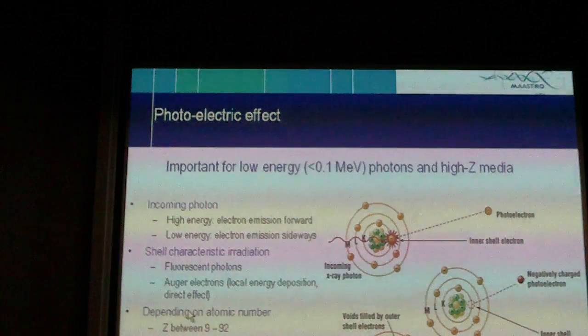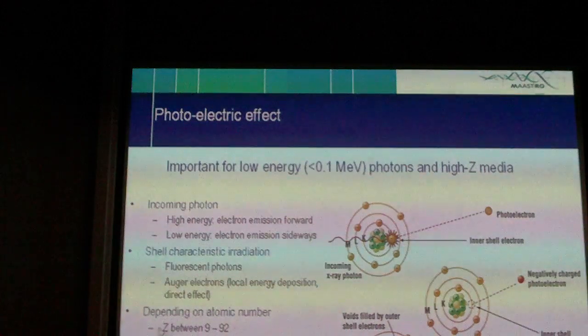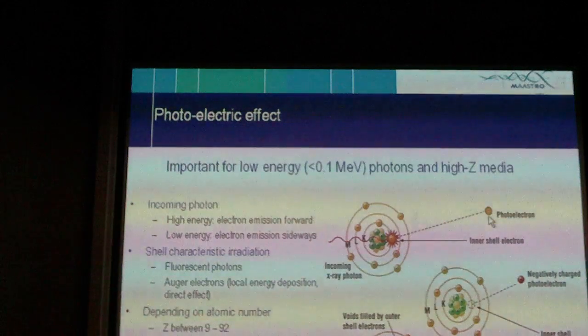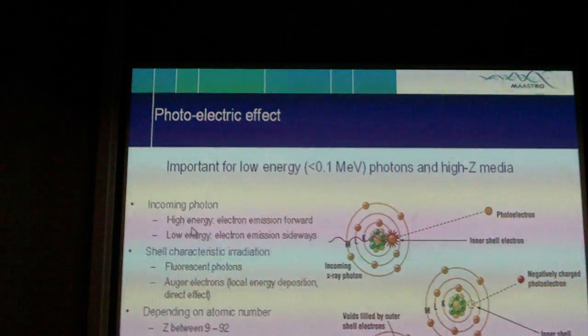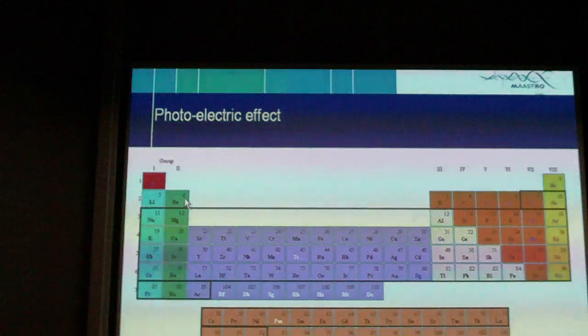It's depending on the atomic number. So your atom needs to have an atomic number between 9 and 92, otherwise your photoelectric effect will not occur. And your photoelectric effect is better if you have higher atomic numbers. As well, the energy level determines the direction of the photoelectron. If you have high energy, the photoelectron will be in a straight line. If you have low energy, it will be sidewise. So it's dependent on the atomic number, on the Z value.